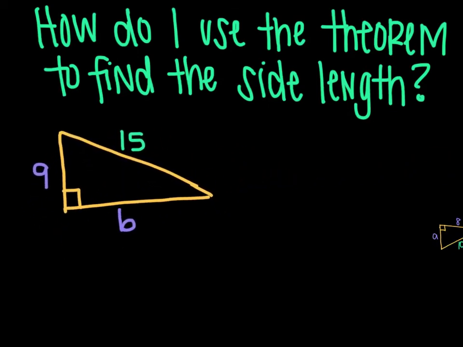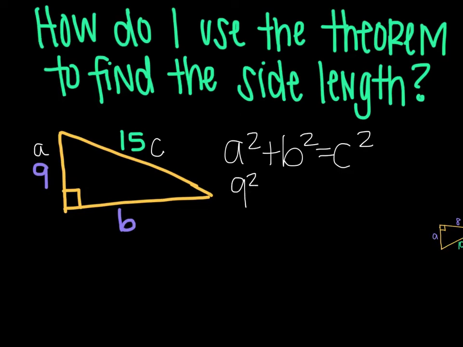We're going to use the same formula. So a squared plus b squared equals c squared. And then you just drag and drop. So this is your a term, this is clearly your b term, and this is your c term. So now I have 9 squared plus b squared equals 15 squared.